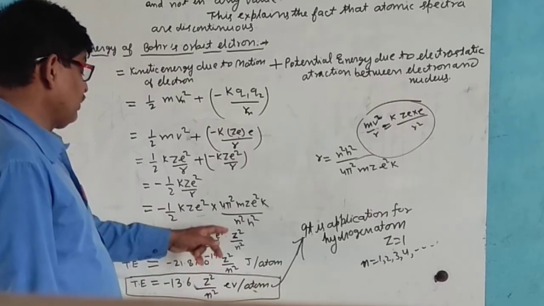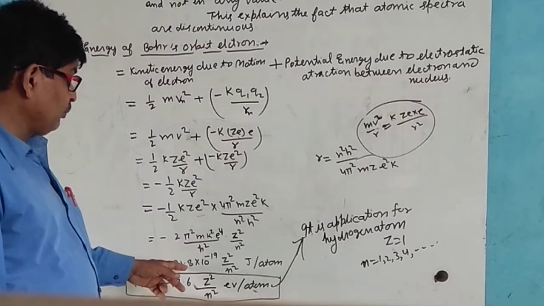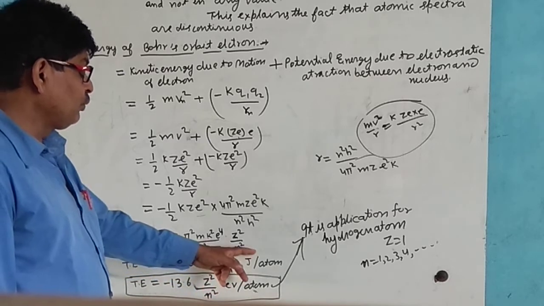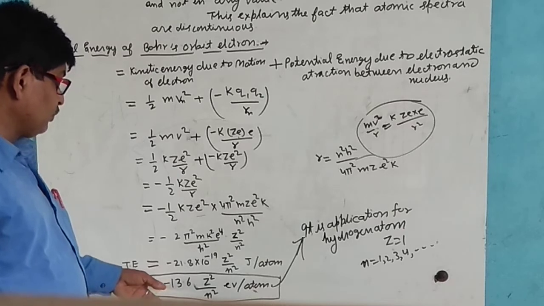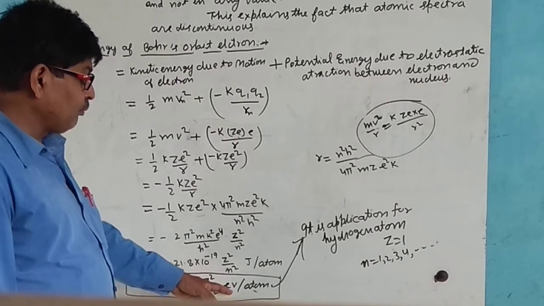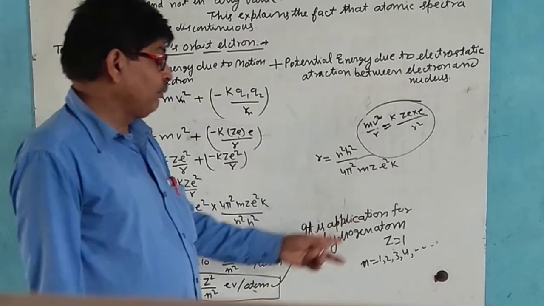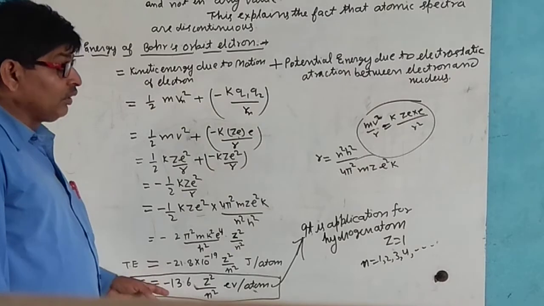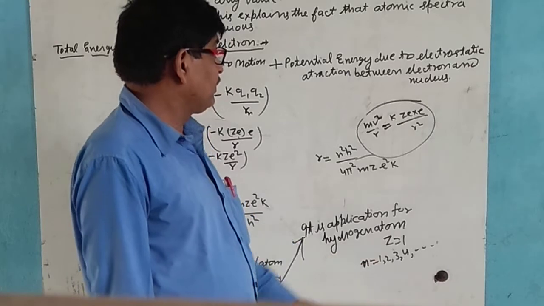This is a constant quantity, and putting the value of the constant quantity, we get 21.8 × 10^-19 Z²/n² joule per atom, and converting that, total energy equals -13.6 Z²/n² electron volt per atom. It is applicable for only hydrogen atoms. Here Z is equal to 1 and n is equal to 1, 2, 3, 4, that is the number of the orbit.